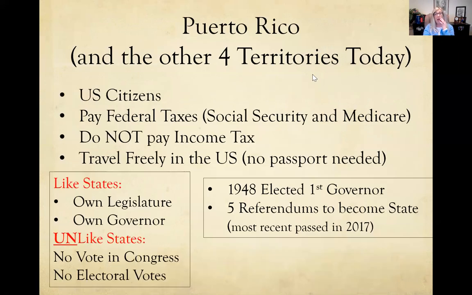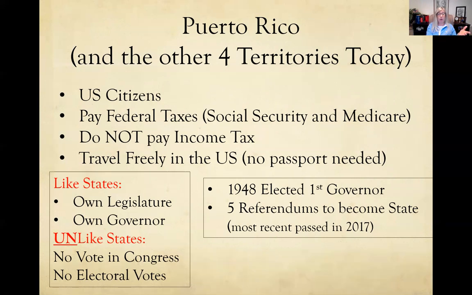So Puerto Rico and the other territories for that matter, because we've got the Mariana Islands as well and American Samoa, those are all territories of the United States. We've got Puerto Rico, Guam, Mariana Islands, and American Samoa. Those are the 4 territories that we have in the United States today. The Philippines end up becoming independent after World War II, which we'll get into in a second. So what is their status today?